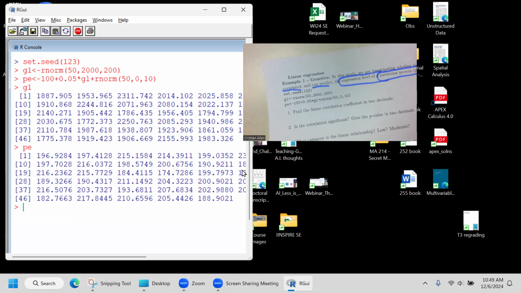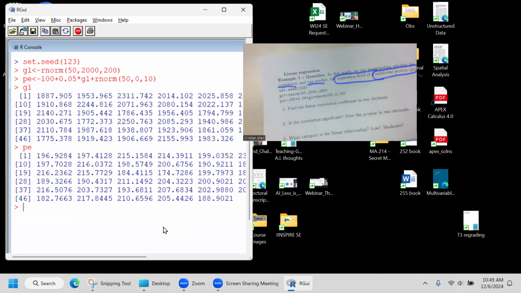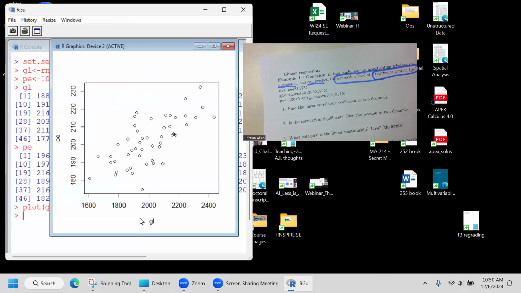Going back to the worksheet, find the linear correlation. In R, maybe we look at a plot first, using plot. The variable you enter first is the one that you think may predict the other one. So the gene length comes first, then protein expression. And okay, there we go.